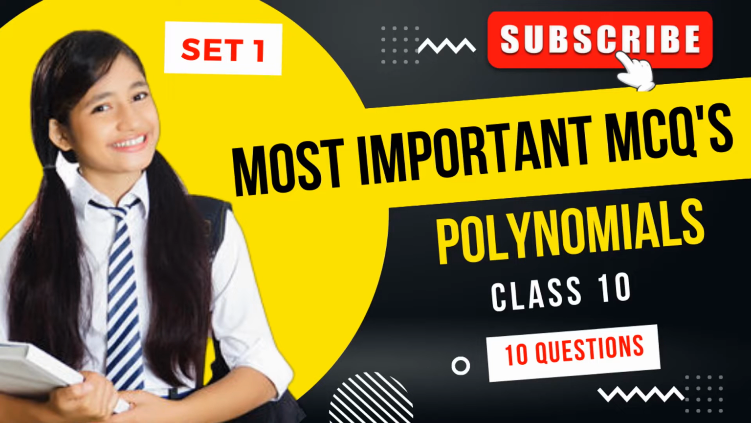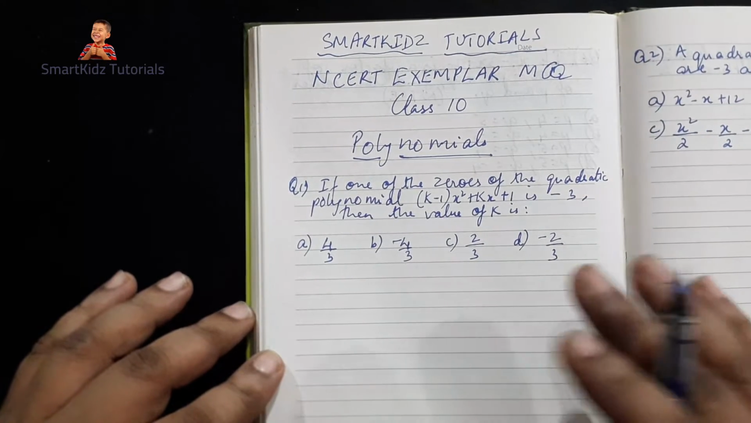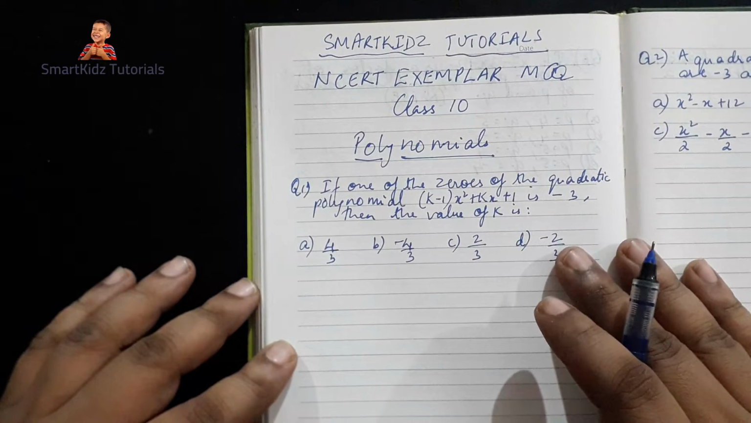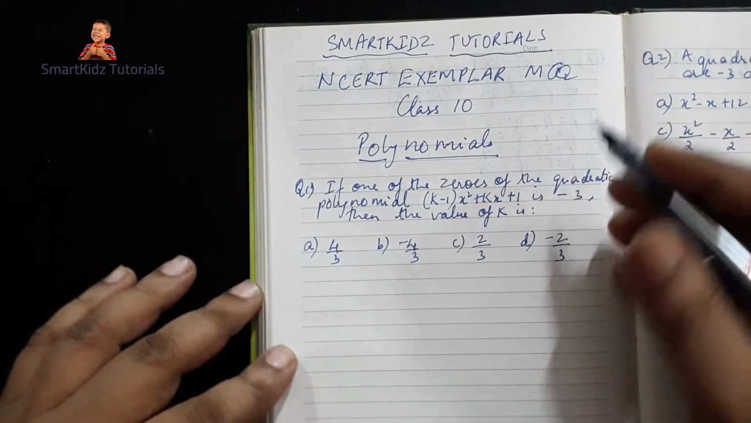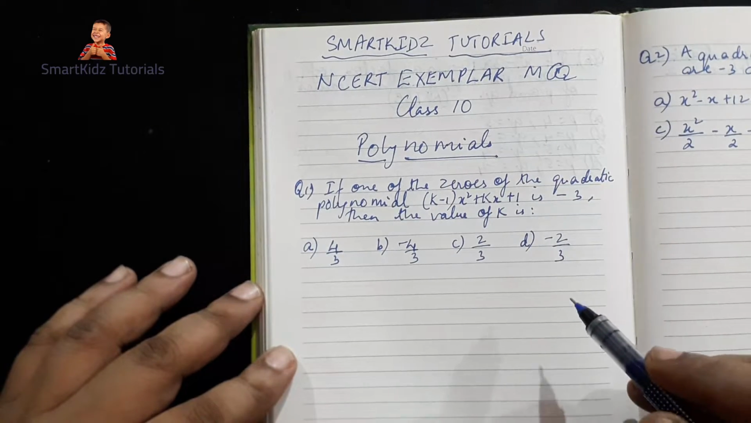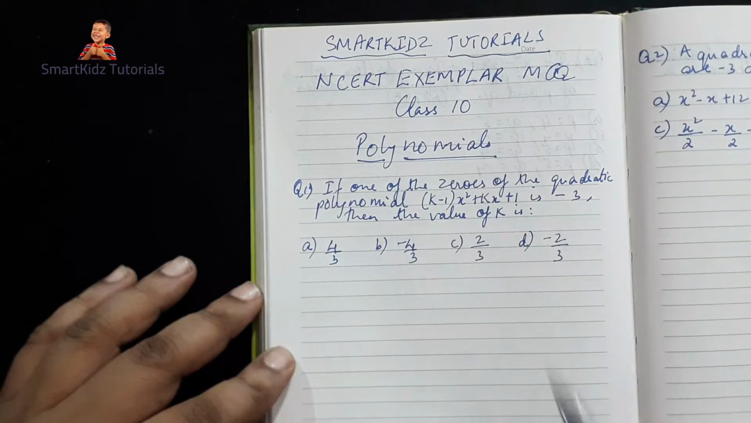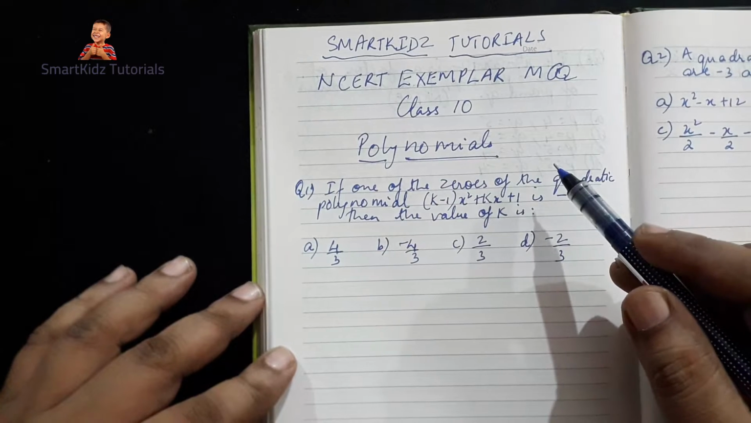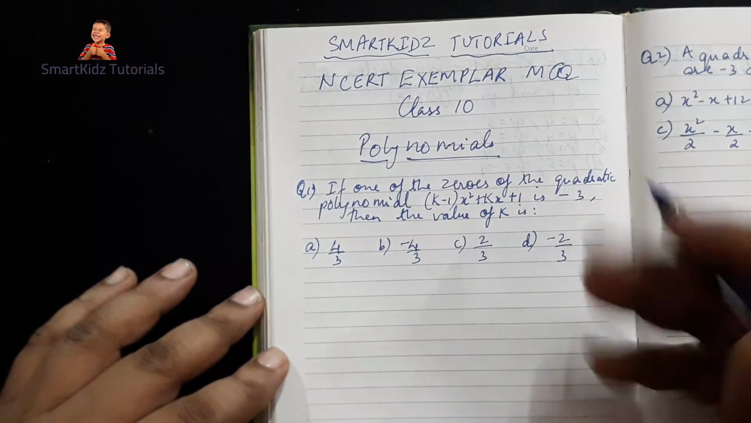In this video we'll be solving a set of MCQ questions, multiple choice questions on the chapter of polynomials. So this would be the first set of polynomial questions that we would be solving for MCQ. There will be much more after this. This is a set of 10 questions and this is from the NCERT exemplar MCQs for class 10. Okay, so let's begin, and these are the type of questions that you can expect to come for your exams as well.